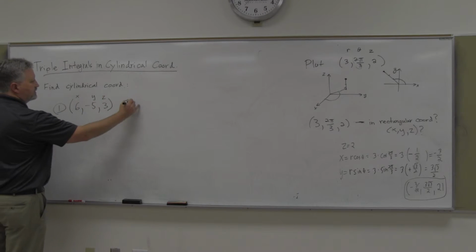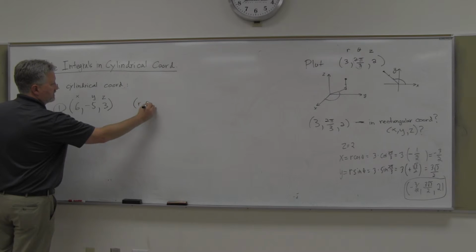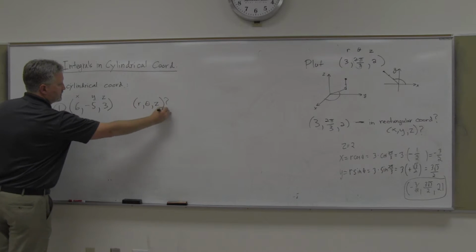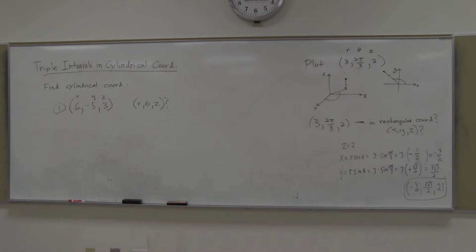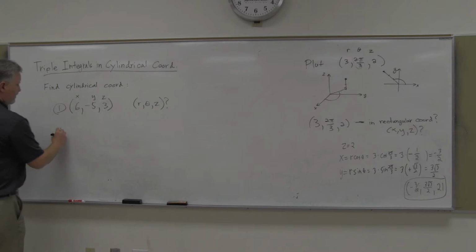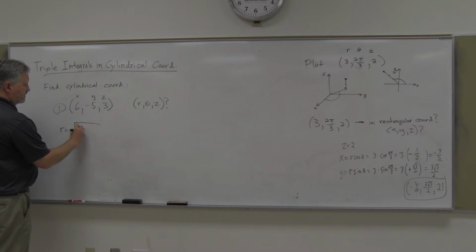I want the r, theta, z, right? R is easy, Pythagorean theorem kind of thing, right? R is just the square root of x squared plus y squared.